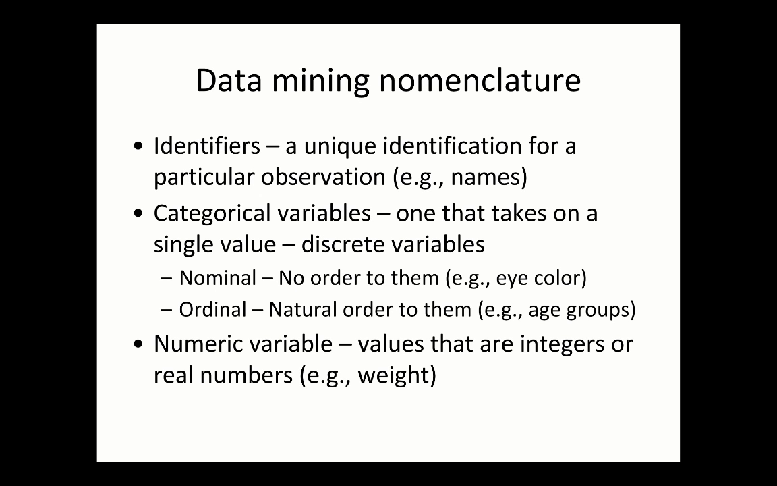Identifiers are unique variables for a particular observation. They may include a patient's name or patient ID. Categorical variables are ones that take on a single value and are discrete. They can be nominal, where there's no order to them, for example, eye color, or ordinal, where there is natural order, for example, age groups. Numeric variables, also known as continuous variables, are values that are integers or real numbers, for example, weight.